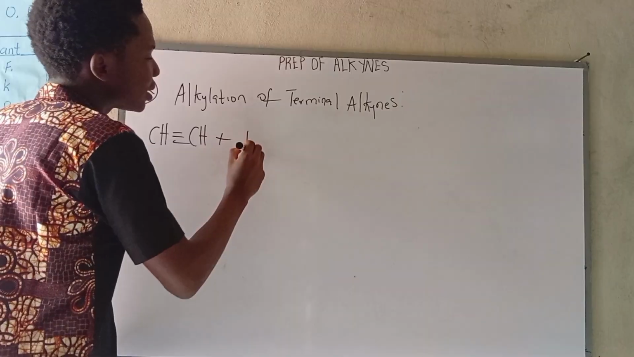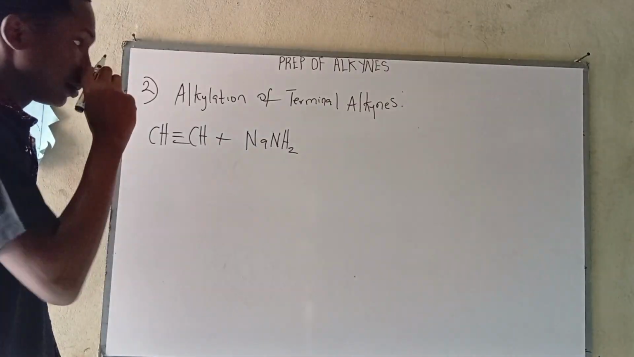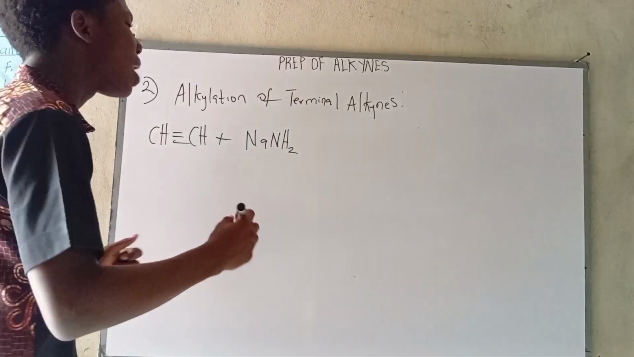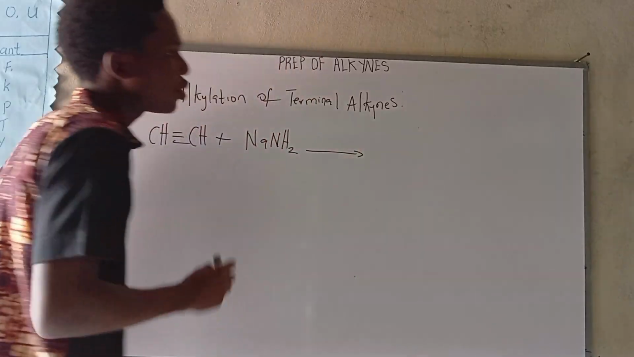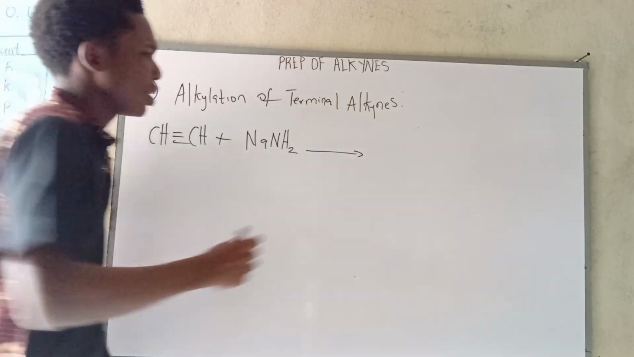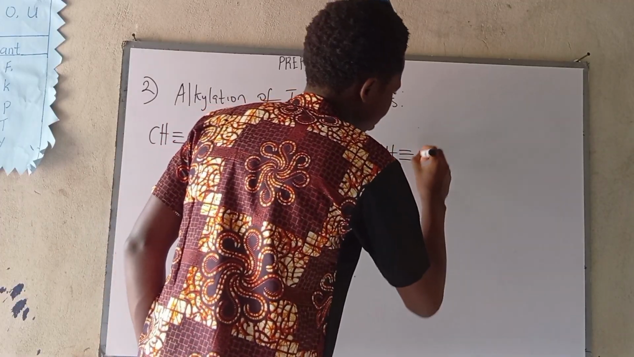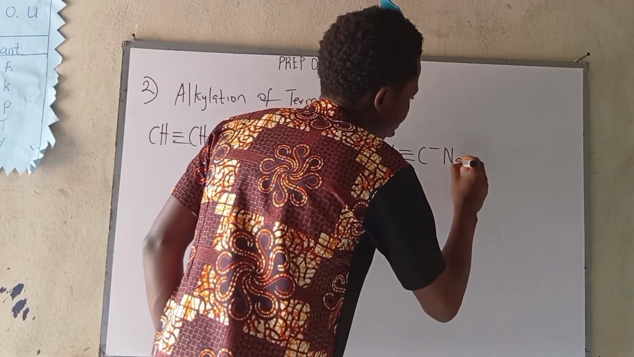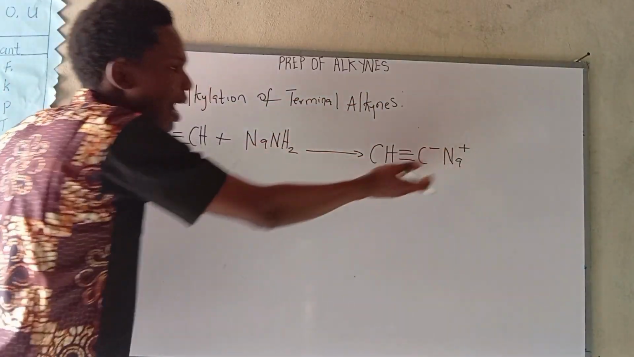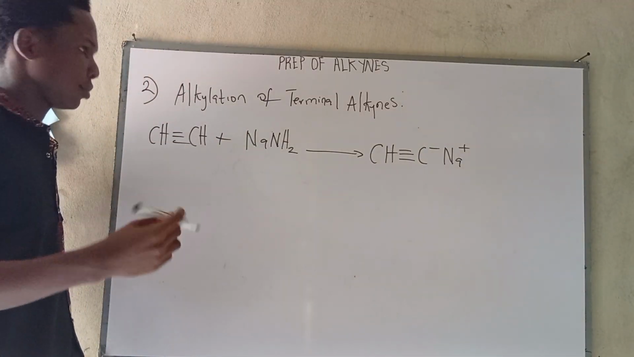So when we react this with sodium amide, what is going to happen? We are going to have an intermediate product. We are going to have a sodium acetylide. Alright? So now let's write that down. This is what we are going to get: sodium acetylide ion.